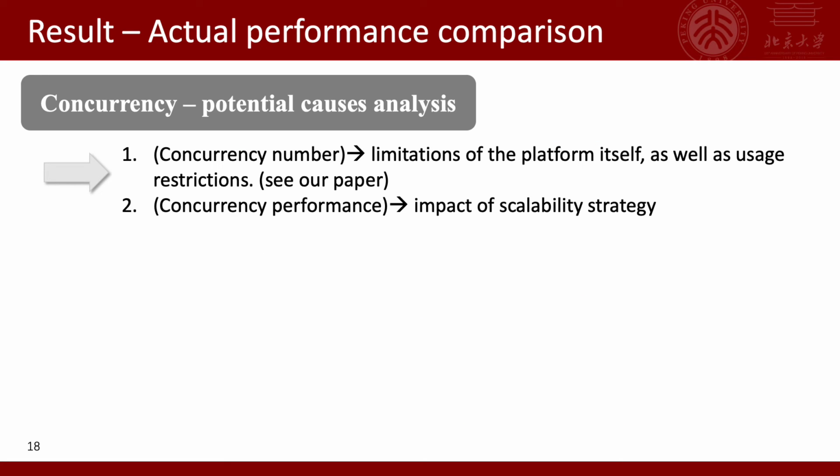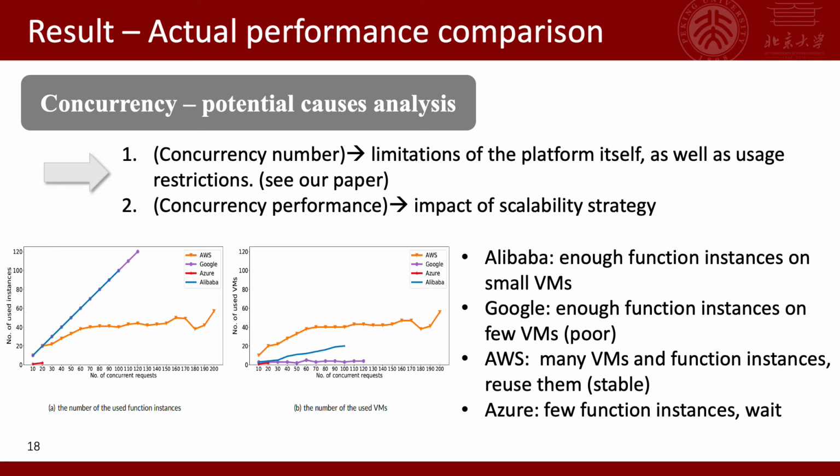Now, we explain the underlying reasons for these experimental results. The variation in their performance may be mainly affected by the scalability strategy of the platform, because commercial serverless computing platforms are black boxes. We can only analyze these strategies through collected data. On Alibaba Cloud Function Compute, it will launch a small number of virtual machines, and evenly launch new function instances on these virtual machines for all concurrent requests. On Google Cloud Functions, it will generate a small number of virtual machines, and most new function instances will be launched on a few virtual machines.